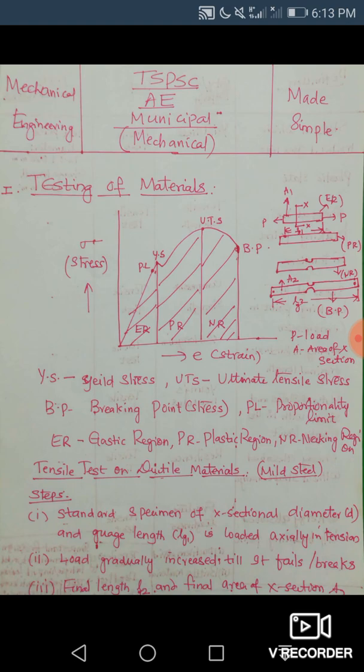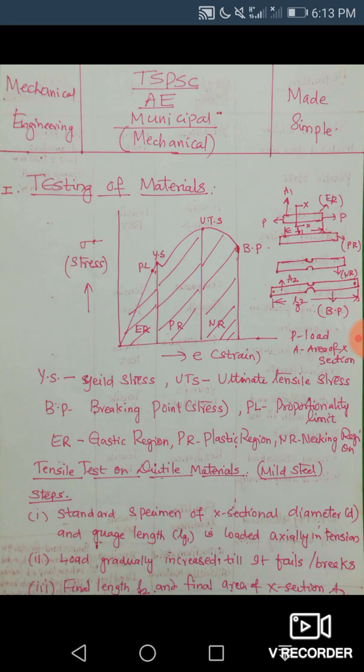So, I have shown how the tensile testing is conducted on ductile materials. This is the stress strain diagram for mild steel, which is a ductile material. Initially a standard specimen of cross sectional area A1 and gauge length LG1 is taken, and gradually the load is applied, and finally the area of cross section A2 and LG2 at the breaking point are measured. So, this is how the test is conducted.